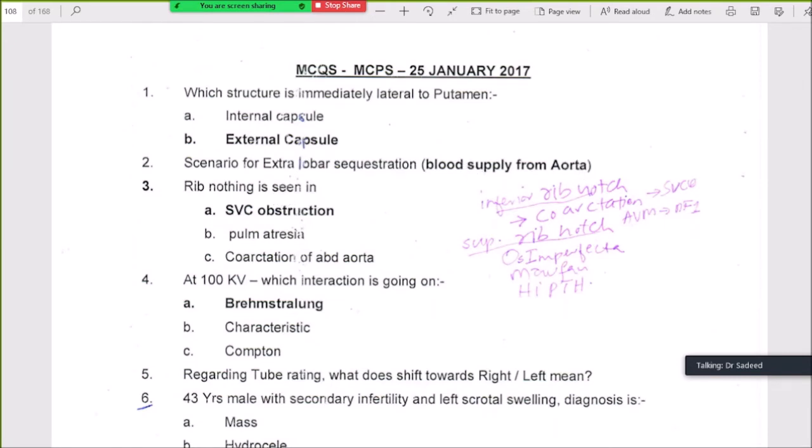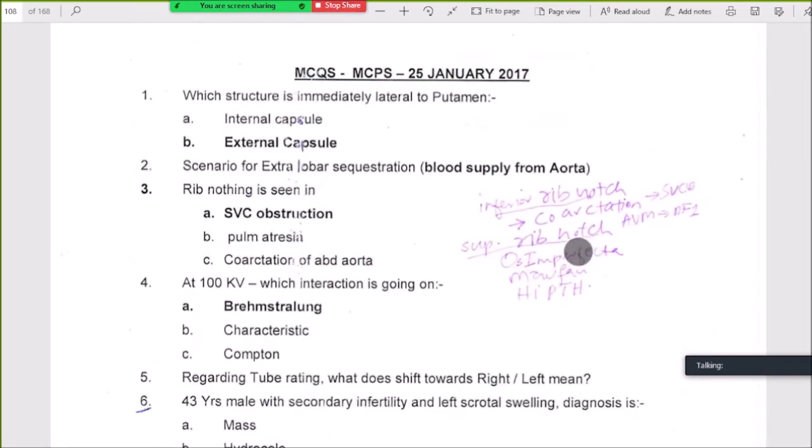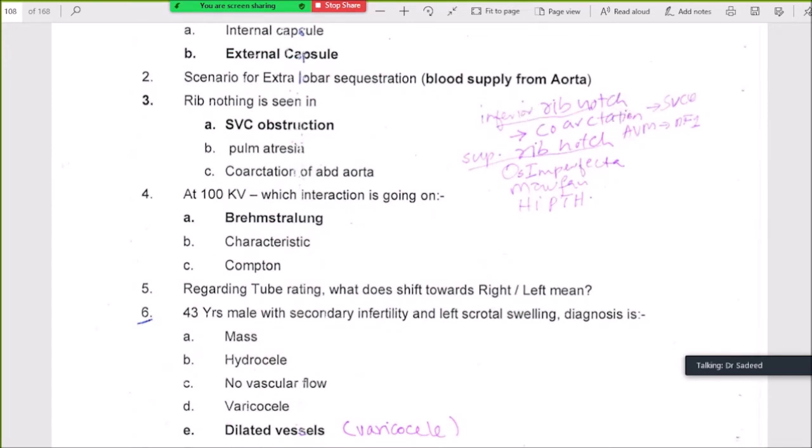Question number 3. Rib notching is seen in superior vena obstruction. Look here. Inferior rib notching is seen in coarctation of aorta, superior vena obstruction, and arteriovenous malformation. If rib notching is seen here, cardiac disease. NF1, coarctation of aorta or superior vena obstruction, and AVM show inferior rib notching. Superior rib notching is seen in osteogenesis imperfecta, Marfan syndrome, hyperparathyroidism. Memorize this.